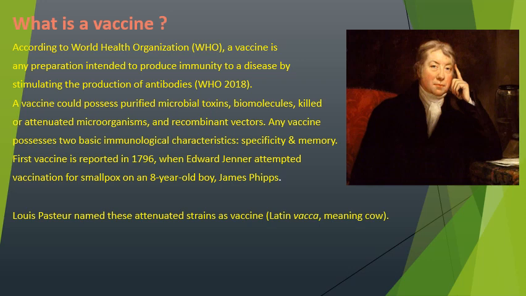The first vaccine is reported in 1796 when Edward Jenner attempted vaccination for smallpox in an 8-year-old boy named James. Louis Pasteur named these attenuated strains as vaccines, where Vacca refers to cow because the first vaccine was made from the cowpox fluid.